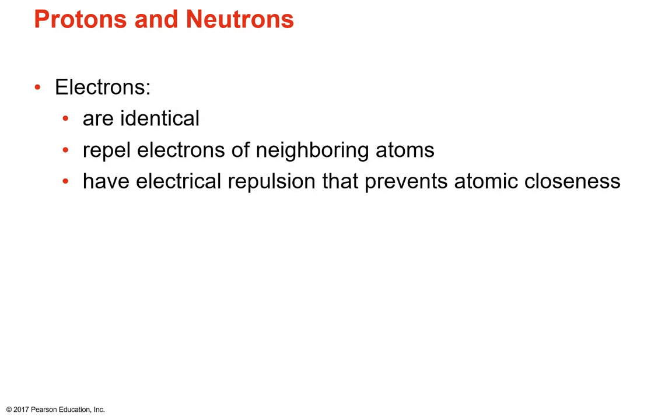All electrons are identical. You can't tell one electron from another. Likewise, you can't tell one proton from another or one neutron from another. They're all identical. They all behave the same. And the fact that electrons repel other electrons is why atoms can't clump down and just shrink to nothing.